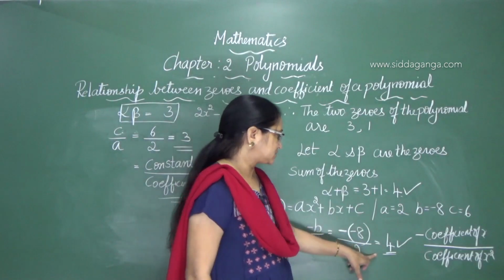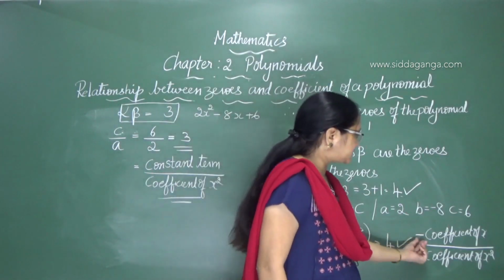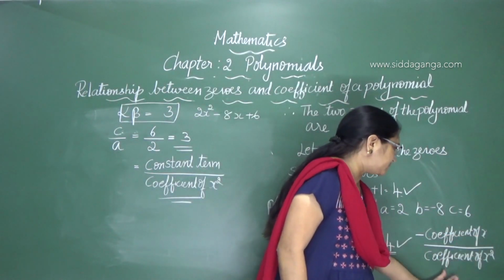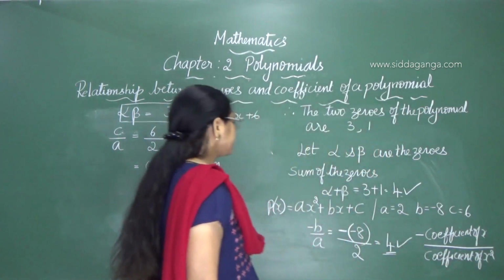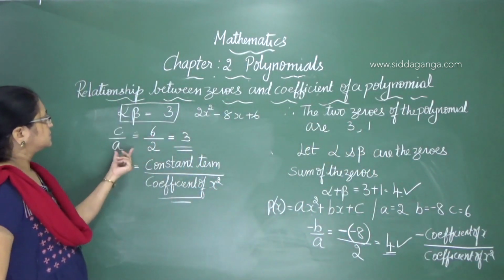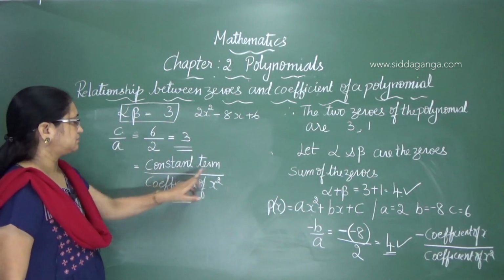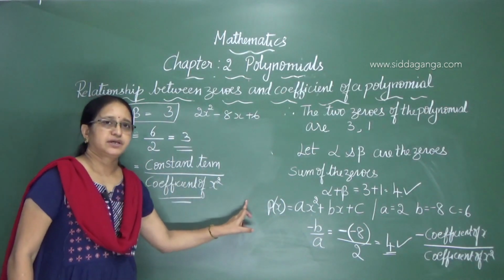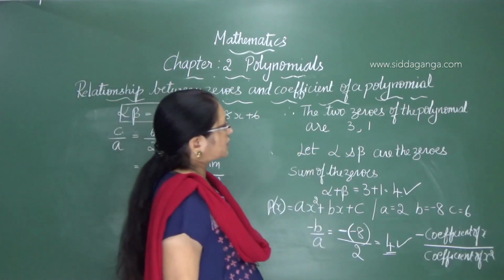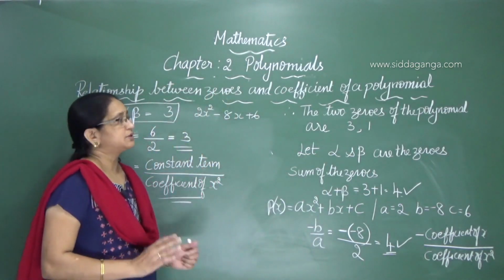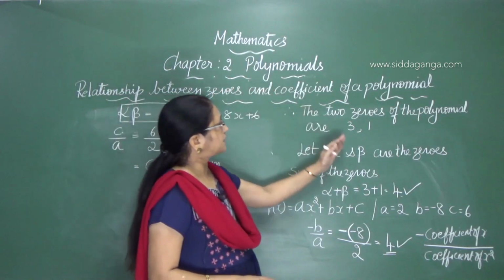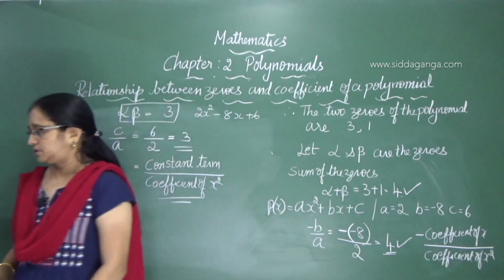c. That is, sum of the zeros is minus of coefficient of x divided by coefficient of x square. Product of the zeros is c by a. c by a is equal to constant term divided by coefficient of x square. So, this is how you have to find out the zeros of the polynomial, and also you have to compare that with the coefficients of the polynomial.